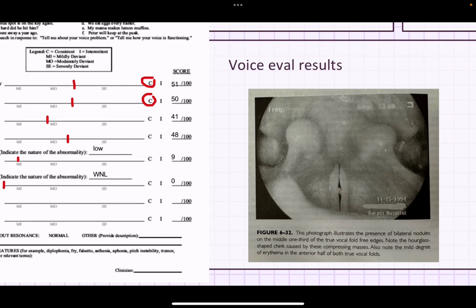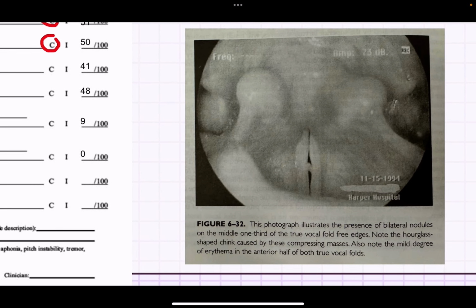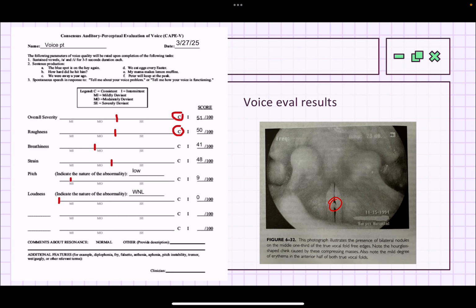So again, let's take a look at this voice. You can see those bilateral nodules. Can you identify them? Are you able to see those nodules? Do you see where they are causing issues in the vocal folds, not allowing that closure to take place, causing that breathiness and some severe issues going on in the voice? So it's really critical that we understand that.